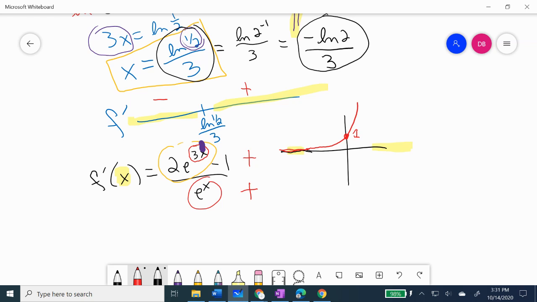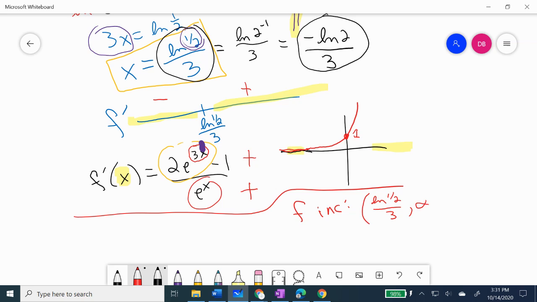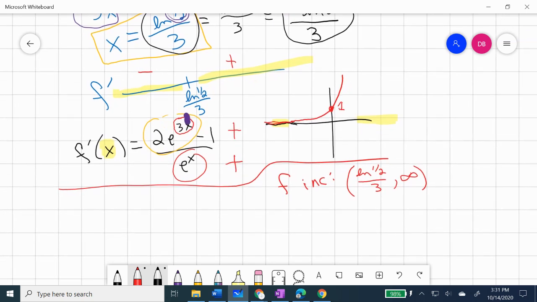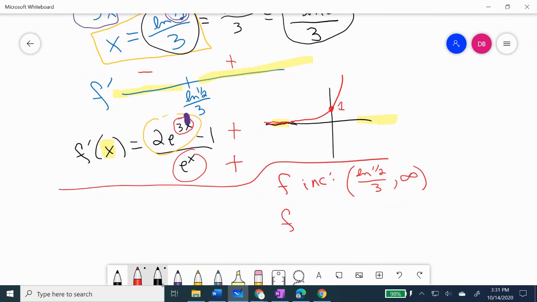So now I am able to answer where f is increasing and decreasing. f is increasing over the open interval, natural log of 1/2 over 3 to infinity. I'm not going to bother including endpoints, though technically it includes the endpoint due to the definition of increasing versus decreasing. And decreasing where f prime is showing up negative, which technically does include this point, but I'm just going to leave it as an open interval.